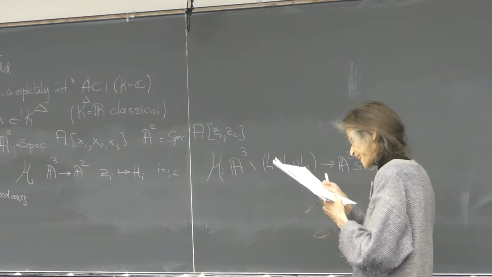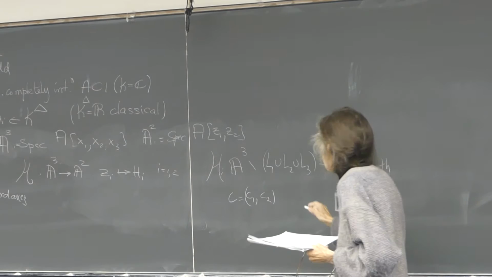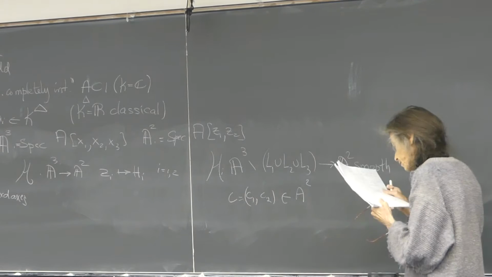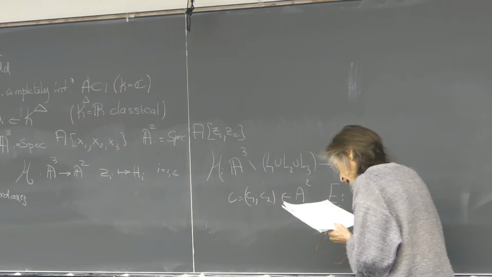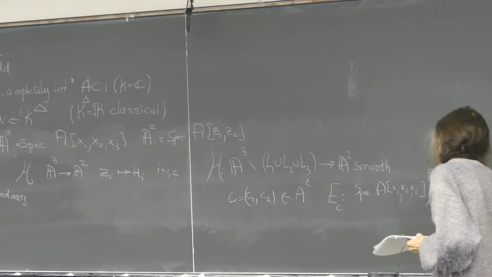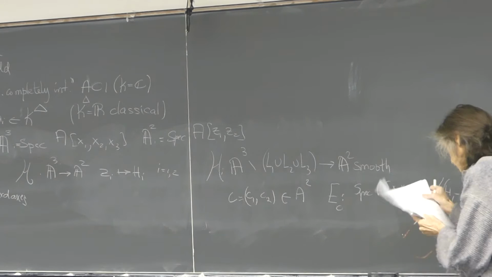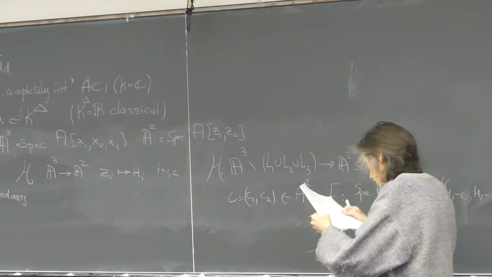Now for c equals (c1, c2), remember we set in the Hamiltonian c constant, so these are now coordinates in the ring A. You set E sub C to be the spec of A[x1, x2, x3] modulo the ideal (h1 minus c1, h2 minus c2). The notation for the inclusion is i sub C from E_C to the space A3.